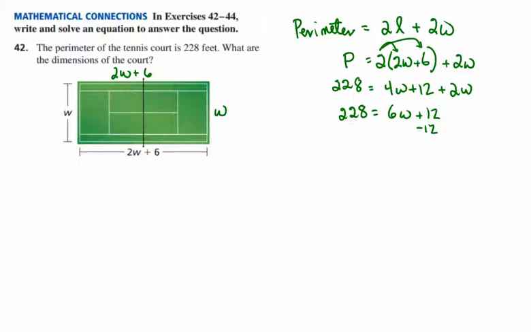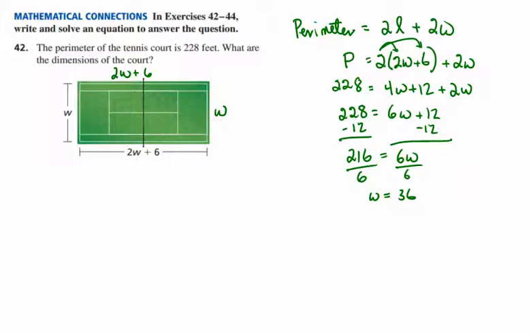Subtracting 12 on both sides leaves us with 216 is equal to 6W. Dividing both sides by 6, we end up with W is equal to 36. Again, that's not the question that's being asked here.